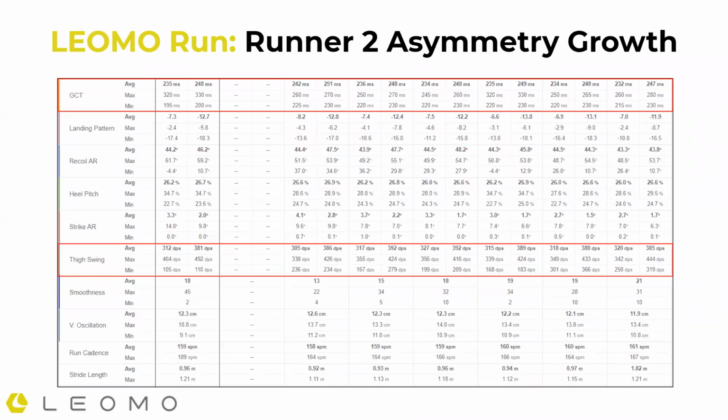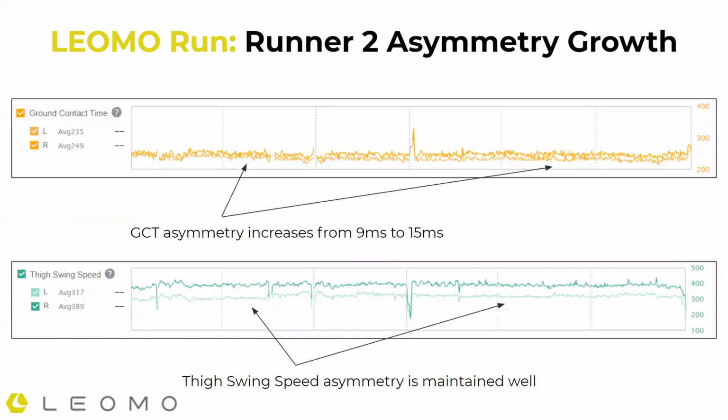Well, let's look at the ground contact time and the thigh swing speed. Basically, the ground contact time, not too bad actually. The asymmetry increases from about 9 to 15 milliseconds, so not a huge change, but it's certainly notable. I think until that is matched and maintained within a pretty tight window for the whole workout, we always have room to improve. And interestingly, the thigh swing speed asymmetry is actually maintained pretty well for the whole workout.